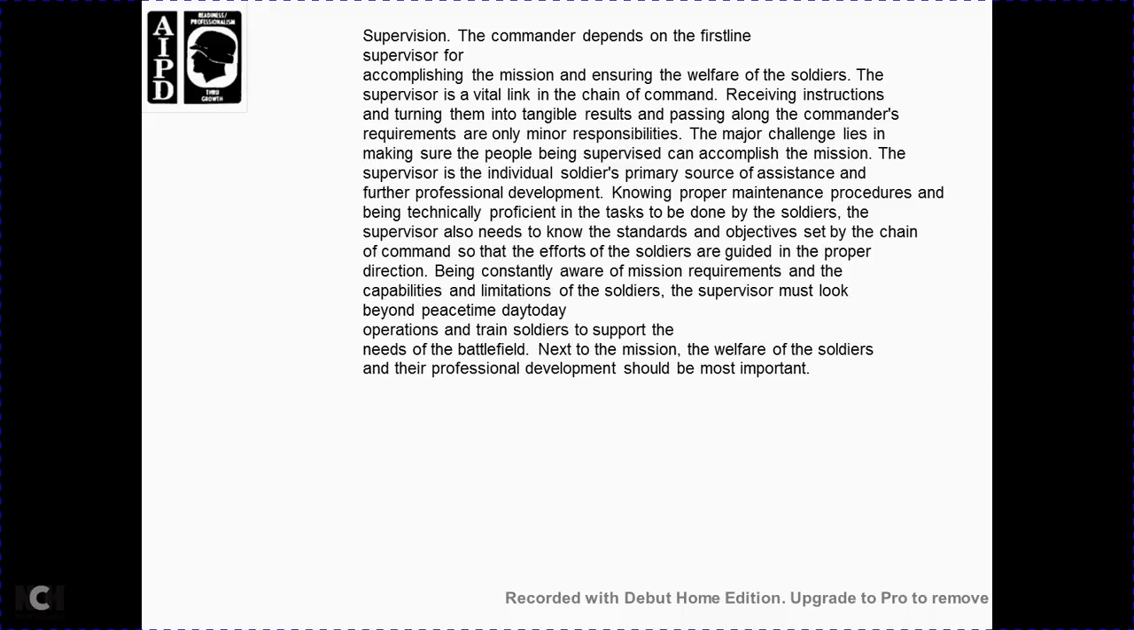The supervisor also needs to know the standards and objectives set by the chain of command, so the efforts of the soldiers are guided in the proper direction, being consistently aware of the mission, the requirements, the capabilities, and the limits. The soldier's supervisor must be on top of the day-to-day operation, with trained soldiers to support the needs of the battlefield. Next to the mission, the welfare of soldiers and their professional development should be the most important.